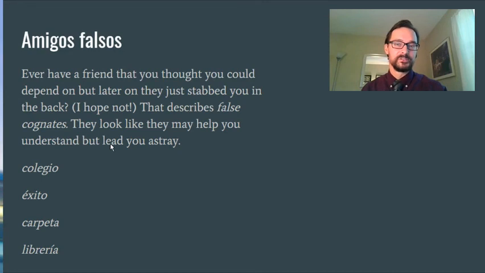Hopefully this helps your understanding of cognates and helps you to complete today's asynchronous activity. We'll talk more about cognates a lot in the future.